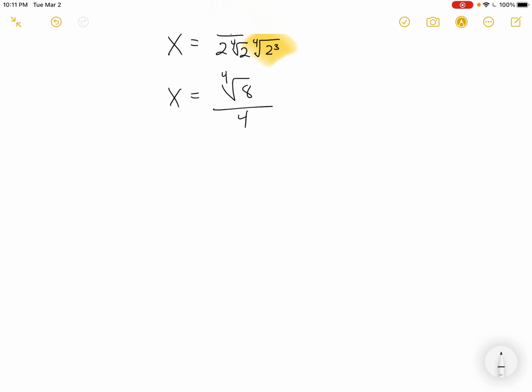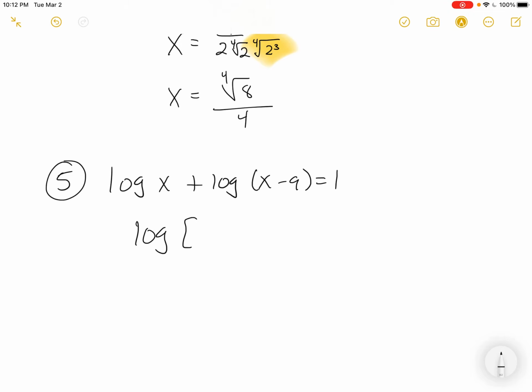Other ones are not so bad. You can think, oh my goodness, it's going to get bad. It's not going to get bad. Log of x plus log of x minus 9 is equal to 1. Perfect. Now what we don't have is a single log, so don't start doing crazy stuff. Always get things to be a single log. So this is a log of x times x minus 9 is equal to 1.